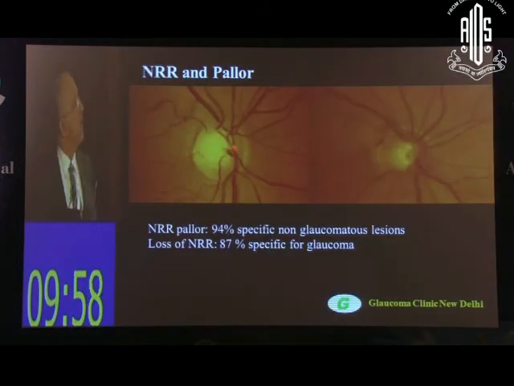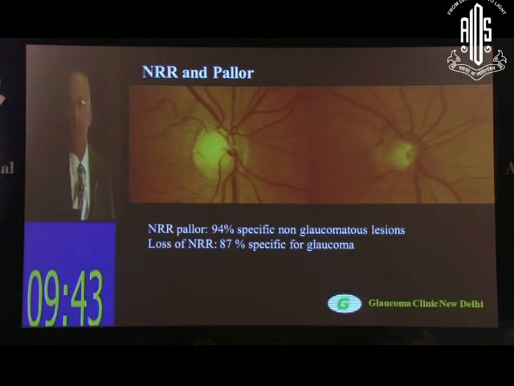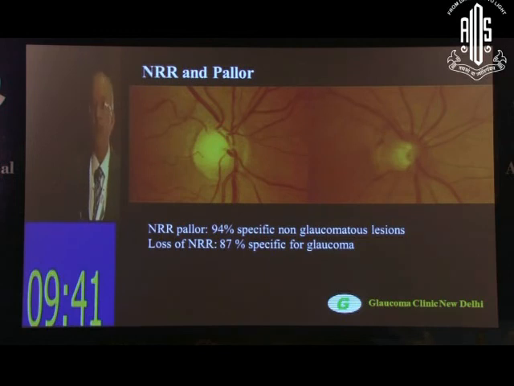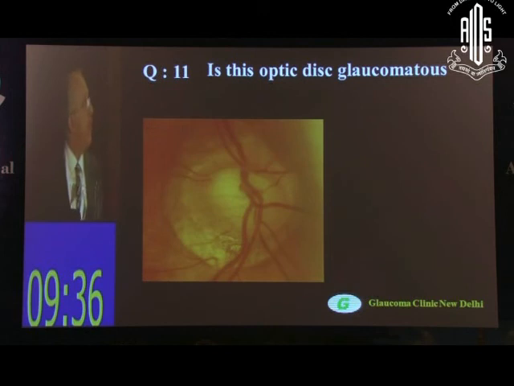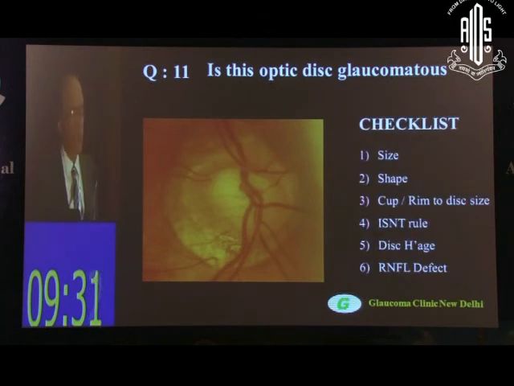Now, it's important to remember that cupping is a three-dimensional phenomenon and should not be mistaken for pallor of the optic disc. Pallor is more in favor of a non-glaucomatous lesion, a neurological lesion, while loss of neuroretinal rim is more specific for glaucoma. Is this optic disc glaucomatous? Run through the checklist. Not sure, get the visual fields done, and they'll help you take a decision as to whether to think in terms of glaucoma or not.